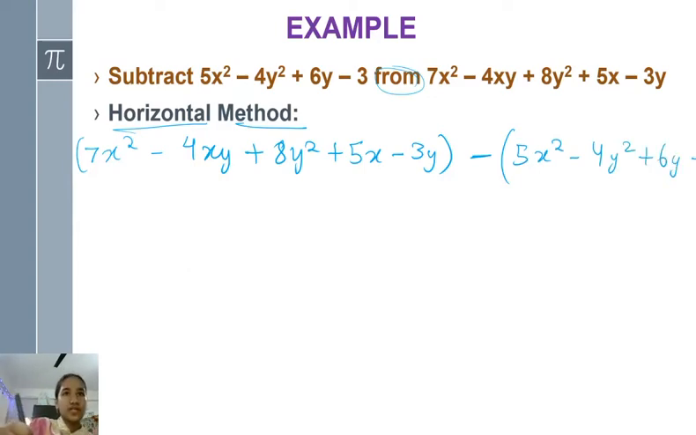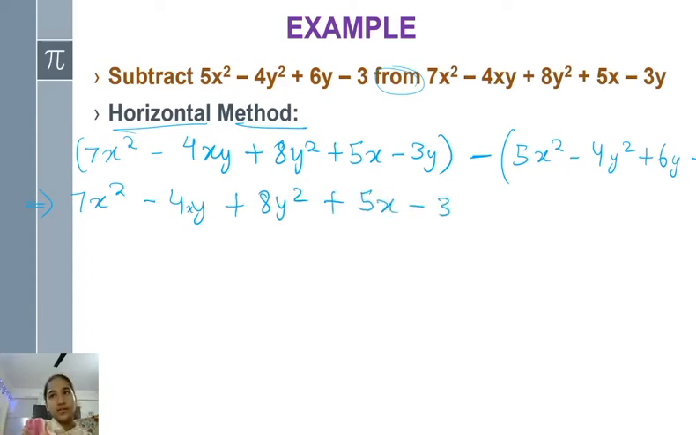So, just concentrate. The first expression you are going to write as it is: 7x squared minus 4xy plus 8y squared plus 5x minus 3y. Minus. Now, you are going to take minus. Over here, the sign is plus, so minus into plus is minus.